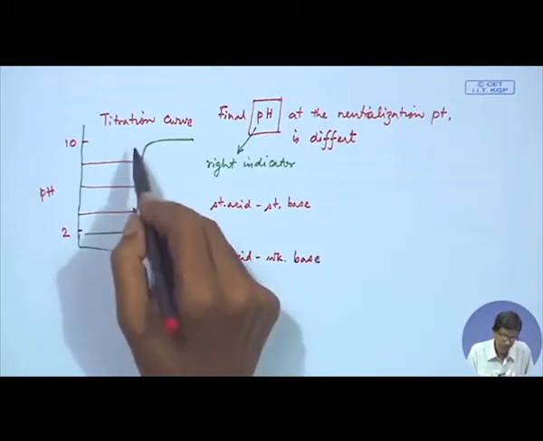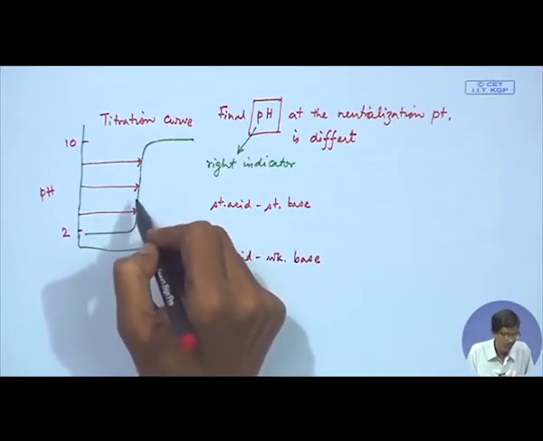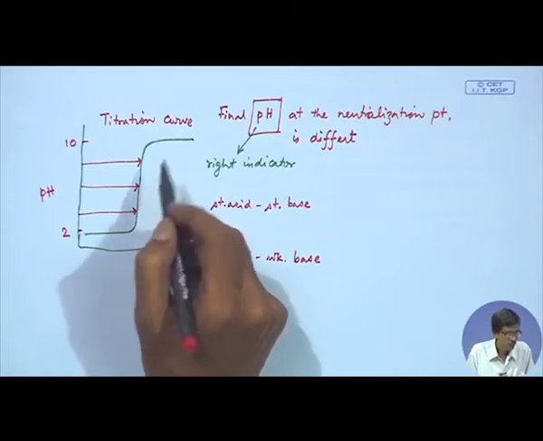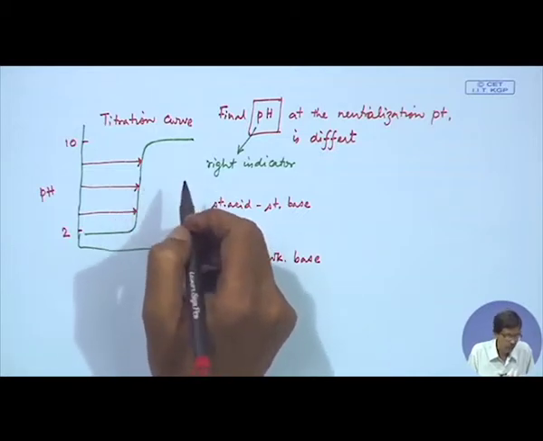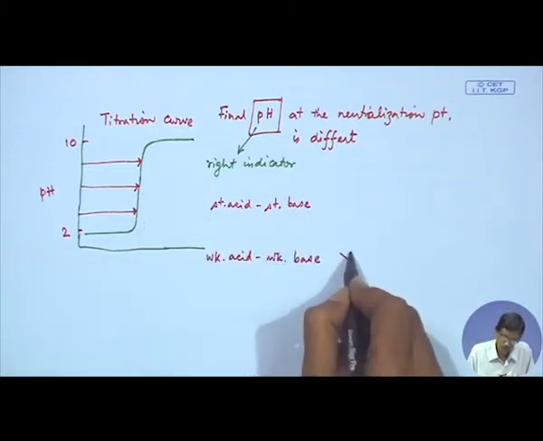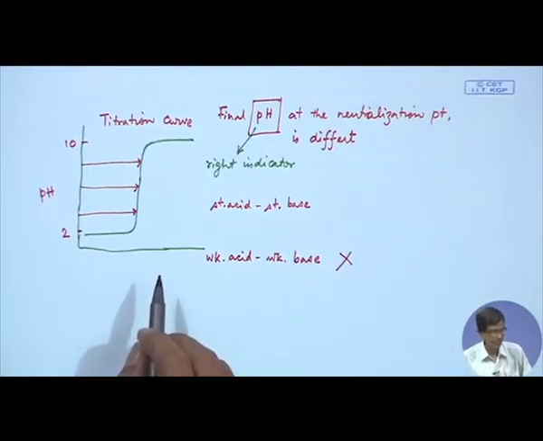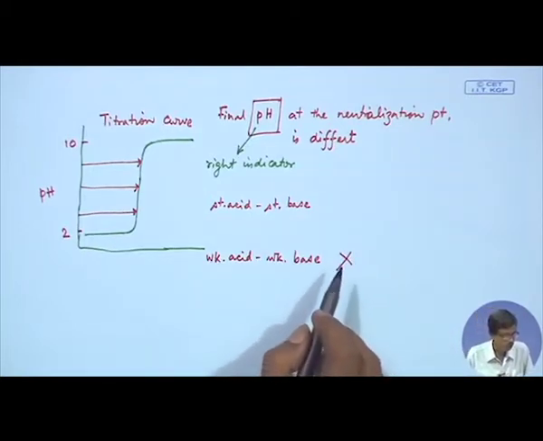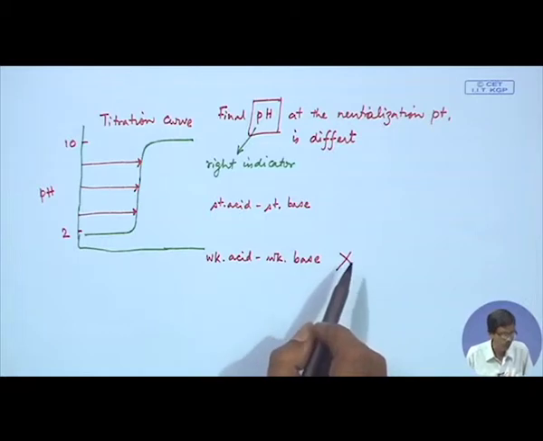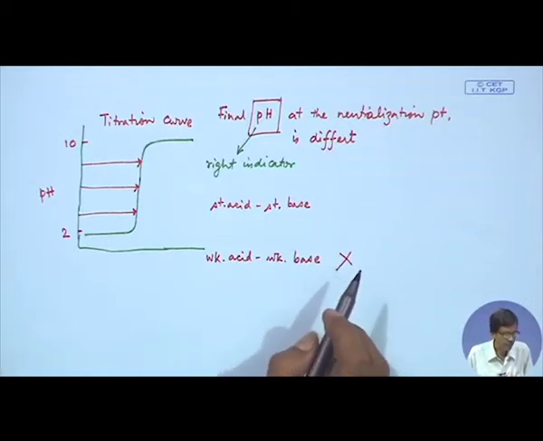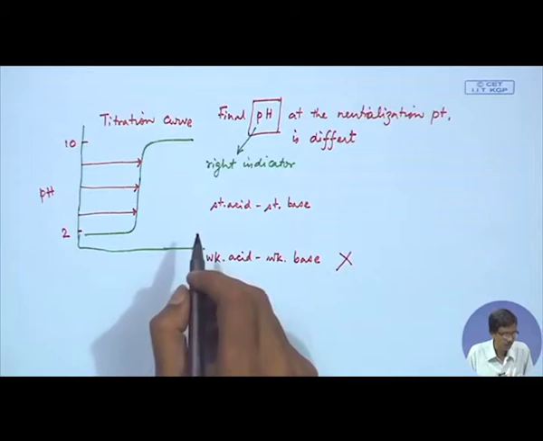For a weak acid weak base combination, the size of this vertical line is very less. So, we cannot use a good indicator, that is why for this no indicator is available which can be used for this titration where we do not have the steeply rising part of a titration curve.